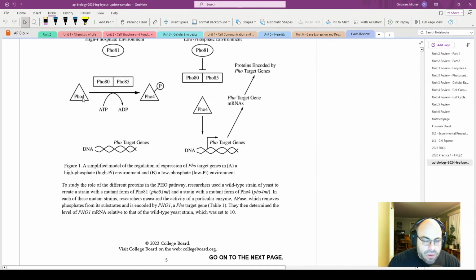But PHO4 is being phosphorylated here, right? Because ATP is going to ADP. And when that happens, these genes aren't being transcribed, right?